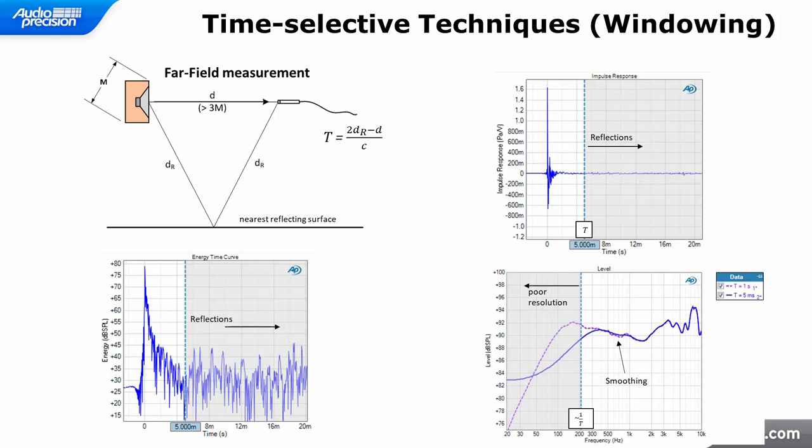Audio Precision APX measurement software includes windowing, and one of the nice features is that you can move the window on the impulse response plot or the energy time curve, and watch how this change affects the frequency response plot. You can easily see how big of an impact the windowing changes make on the measurement.